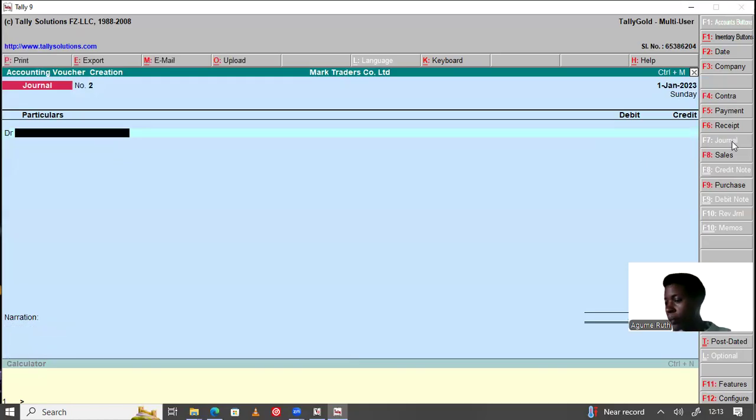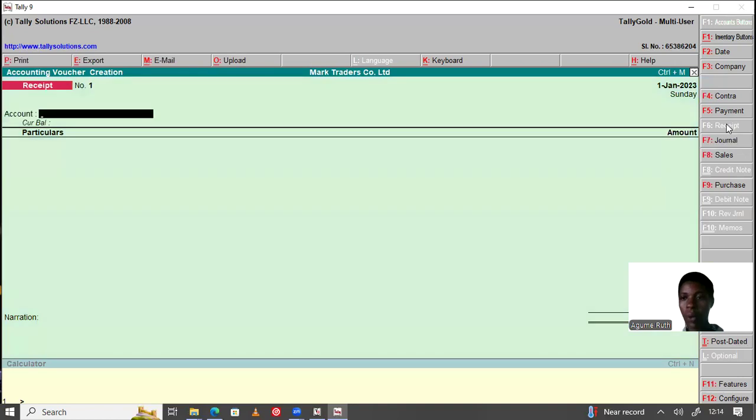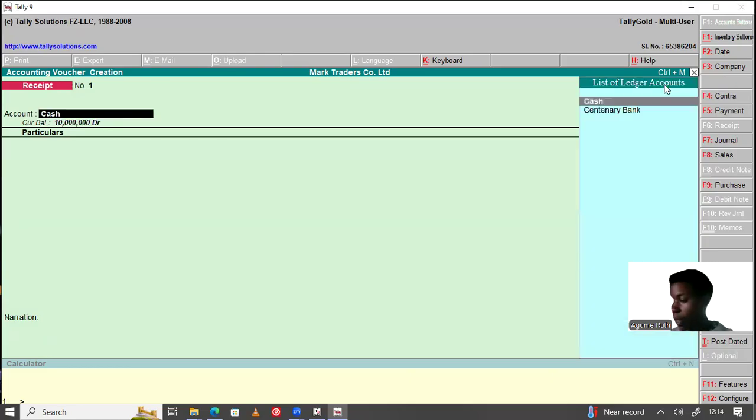And I accept. Then I go to the next transaction, and they're saying they sold 5 motorcycles and 3 generators and banked cash immediately. So I can go to receipt, edit my date to correspond with the transaction, which is 4th January 2023. They said they banked cash immediately.